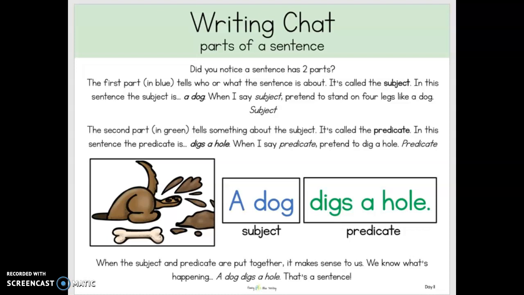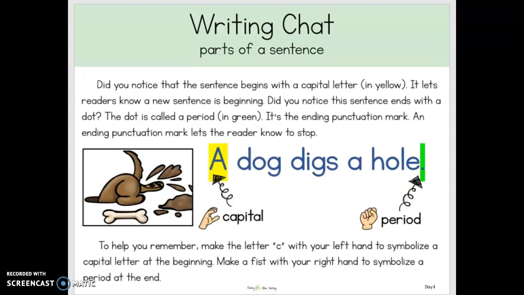So when we put a subject and a predicate together, it makes sense to us and we know what's happening. A dog digs a hole. That's a sentence. I see capital letters and spacing and periods too. Let's see, did you notice it? I see that a dog digs a hole starts with a capital letter in yellow, and it lets the readers know that it's a new sentence.